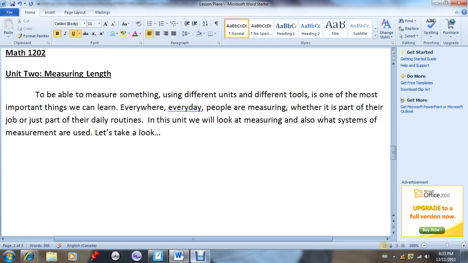So no matter what we do, we estimate. Now, in some of our jobs we estimate. We're going to look at that in a second. But usually every day we're estimating, no matter what we do.